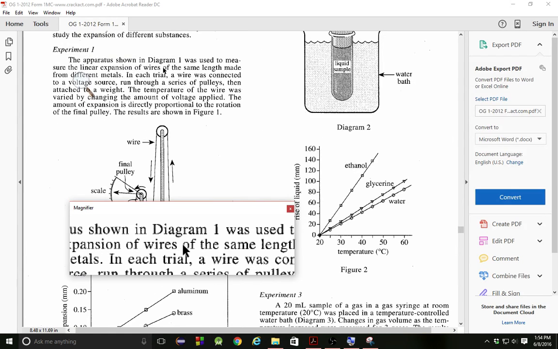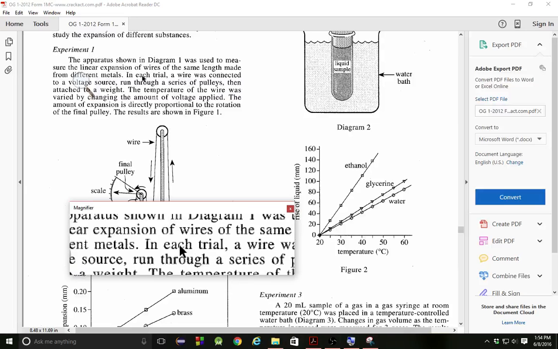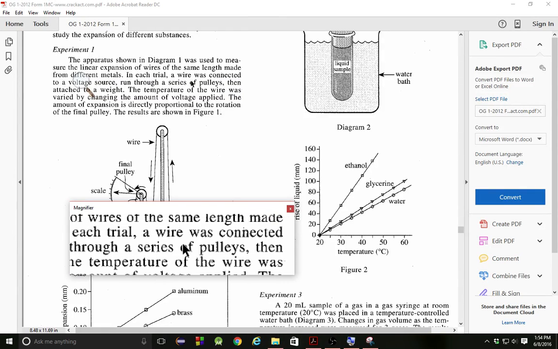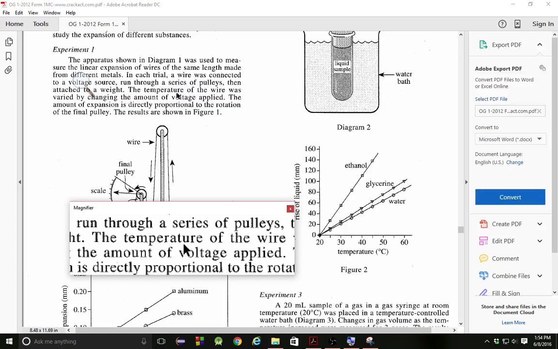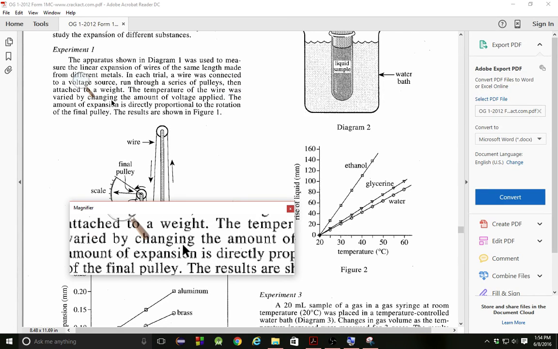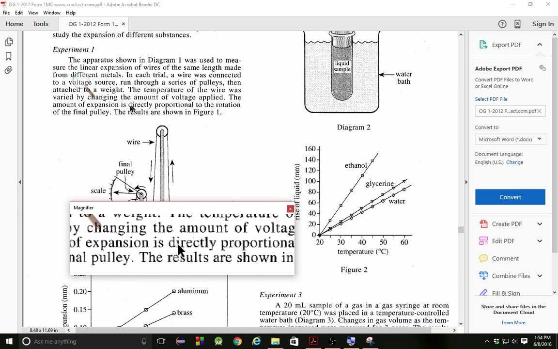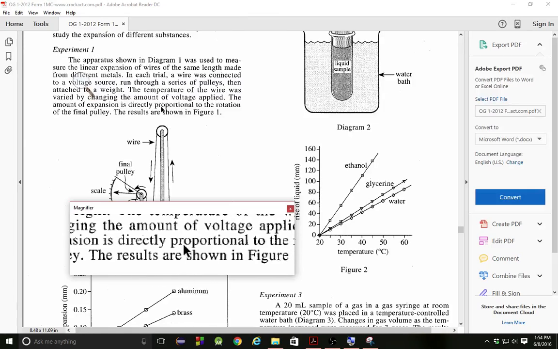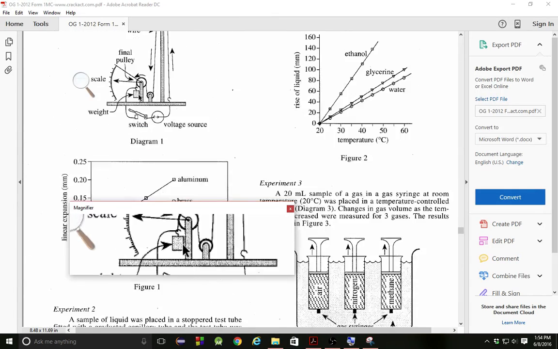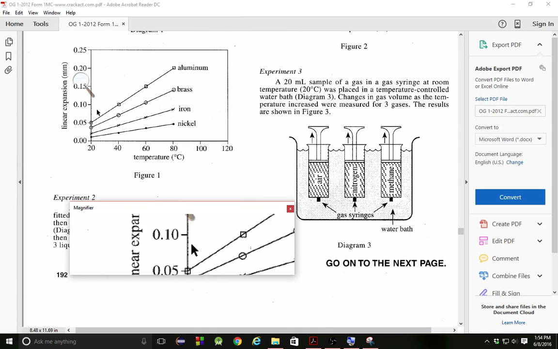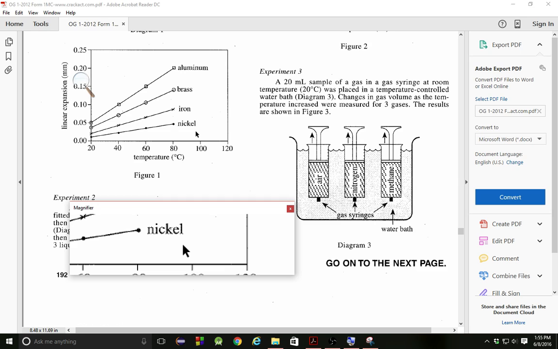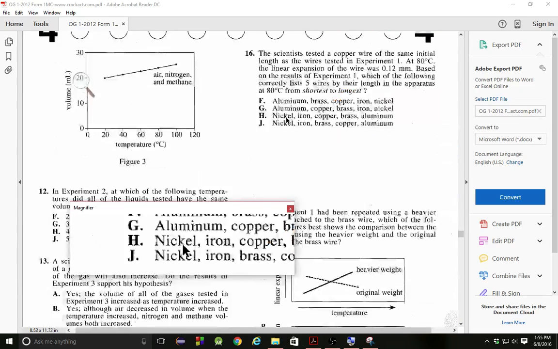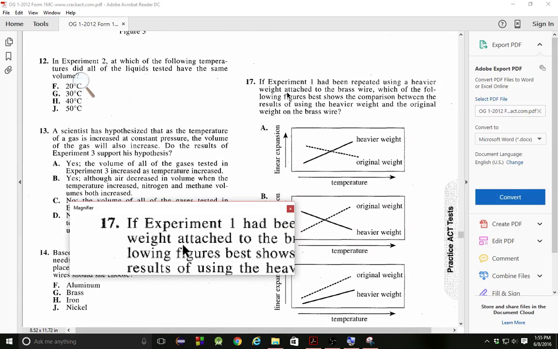The apparatus shown was used to measure the linear expansion of wires of the same length made from different materials. In each trial, a wire was connected to a voltage source, run through a series of pulleys, then attached to a weight. The temperature of the wire was varied by changing the amount of voltage applied. The amount of expansion is directly proportional to the rotation of the final pulley, as shown in figure 1. We see the results over here. Aluminum has the greatest linear expansion, then brass, then iron, and finally the least linear expansion is nickel. However, none of that is relevant to this problem.